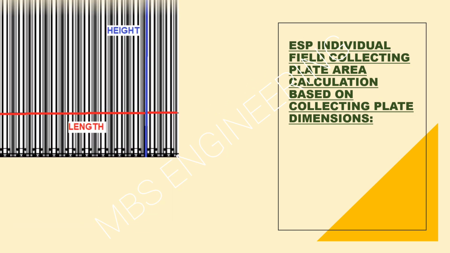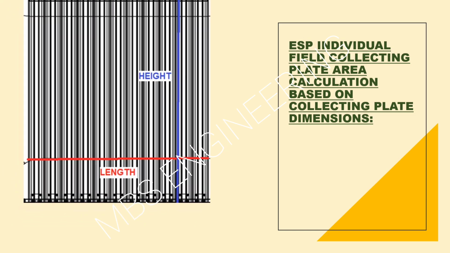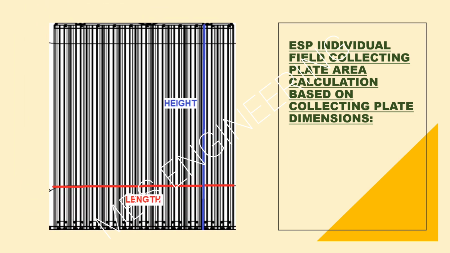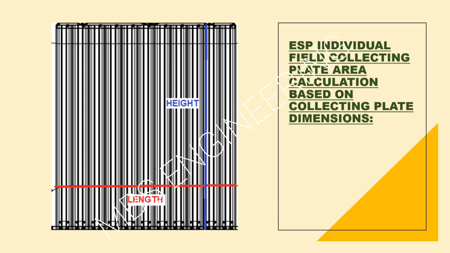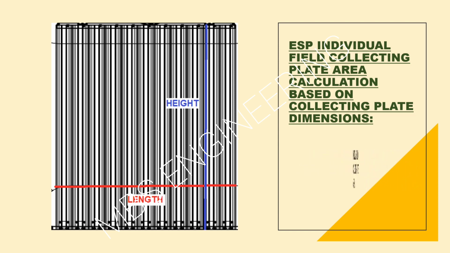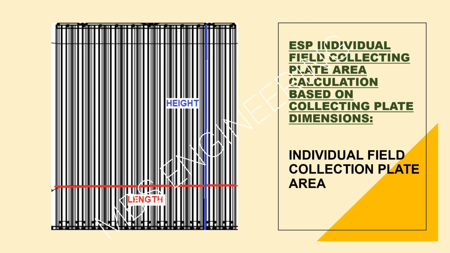Next, we are going to understand the ESP individual field collecting plate area calculation based on collecting plate dimensions. The collection plate area is calculated based on the dimensions of the plate. Since dust collects on both sides of the collection plates in the passages, the collection plate area is calculated using the equation below.